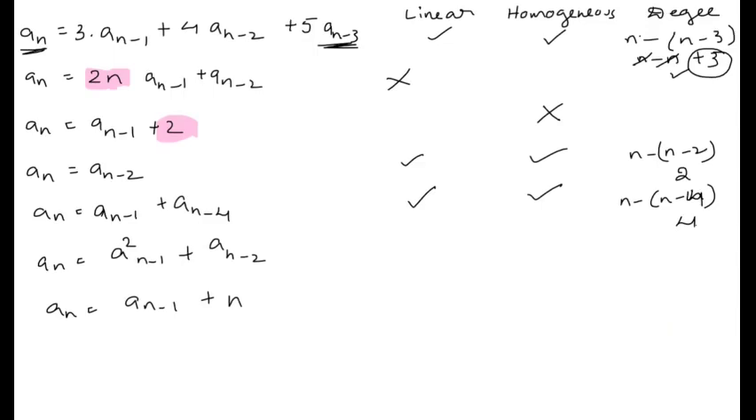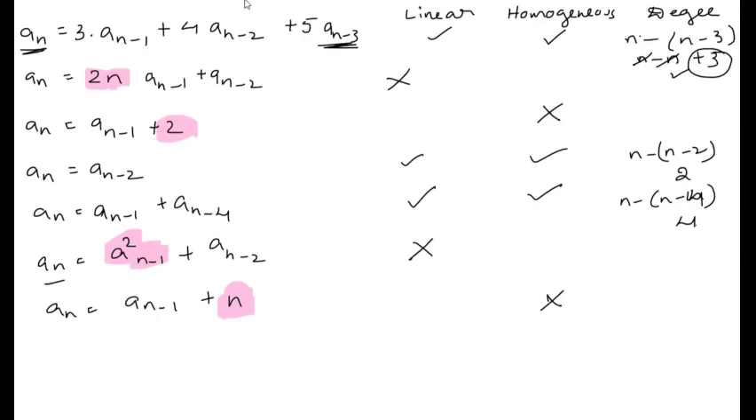And the next one is a_n = a²_{n-1} + a_{n-2}. Because of this square, it is not linear, so it is not a linear homogeneous recurrence relation. The next one is a_n = a_{n-1} + n. If you observe here, n is in the format of c_k into a_{n-2}, so it is not homogeneous.